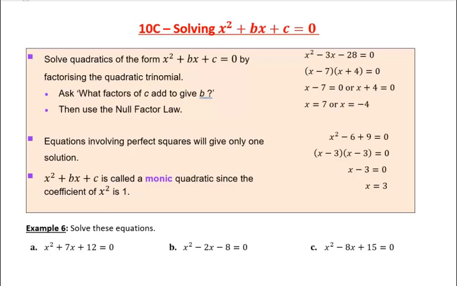Okay, solving equations in the standard form. We factorize the quadratic trinomial. So remember, what factors of C can be multiplied together to add up to be B. We've done this before, and then we use the null factor law.